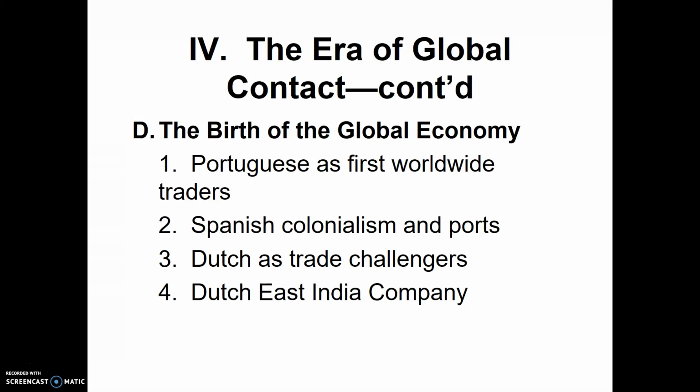All right, I hope that gives you a little bit of an insight into the chapter. Make sure that you concentrate on things like the Columbian Exchange. Those are big things, okay? The slave trade and other things as you go through this chapter, okay?